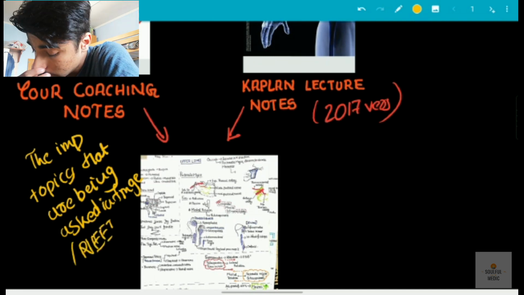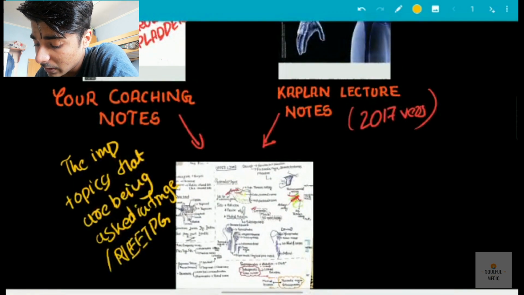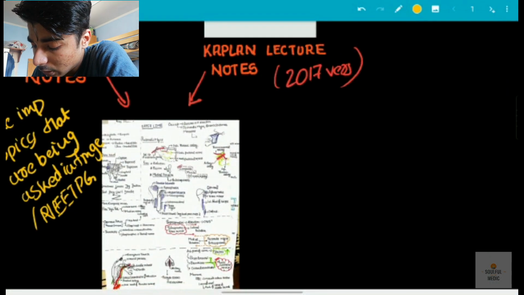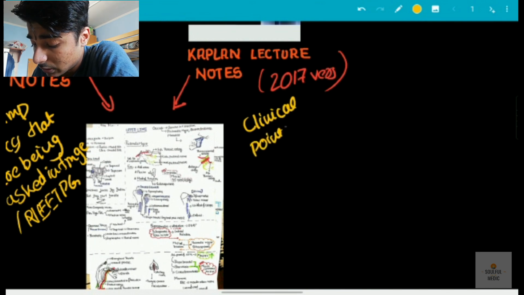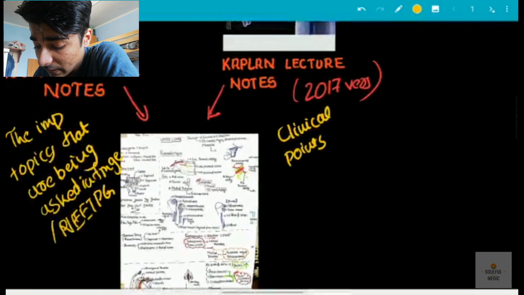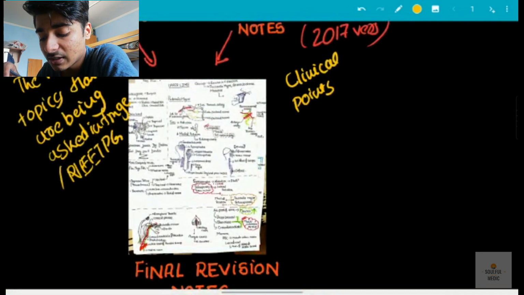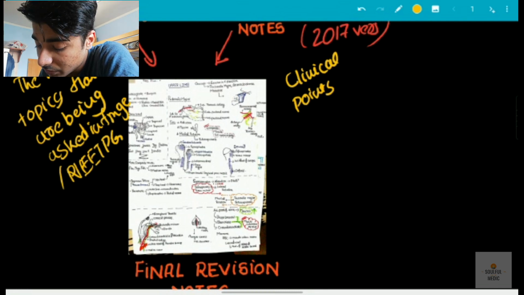You mention all the important points from your coaching notes on one piece of paper, as I have done here. The second thing is to take the Kaplan lecture notes and note down all the clinical points mentioned in the upper limb topic. So we are compiling things from the Kaplan lecture notes on a single piece of paper, and also compiling what is very important and asked in NEET or FMG.